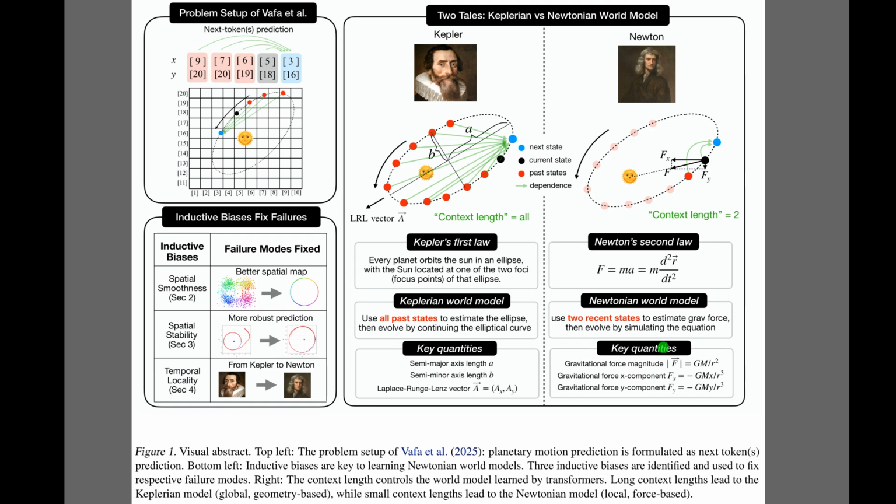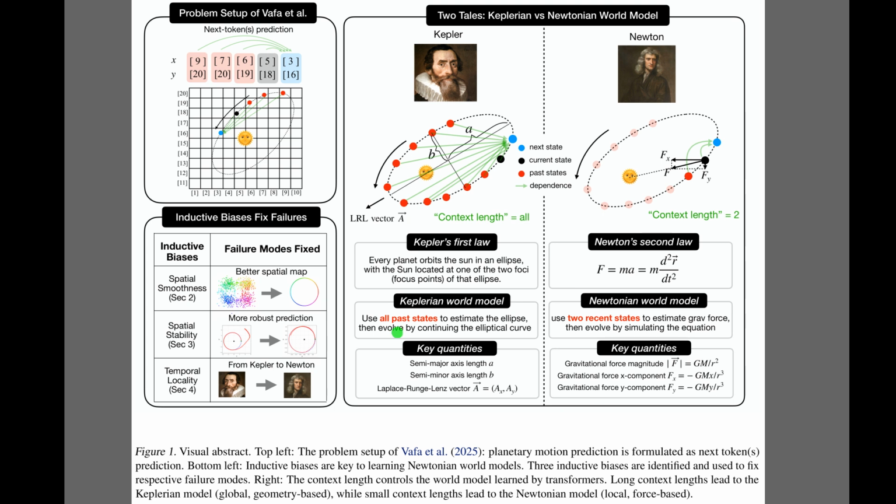Figure 1 provides a visual roadmap of the entire paper. The top left shows the baseline setup, where planetary motion is treated as a next token prediction task on a discrete grid, a method that often fails to capture the underlying physics. The table at the bottom left lists the 3 inductive biases the authors introduce: spatial smoothness, stability, and temporal locality, to systematically fix these failures.